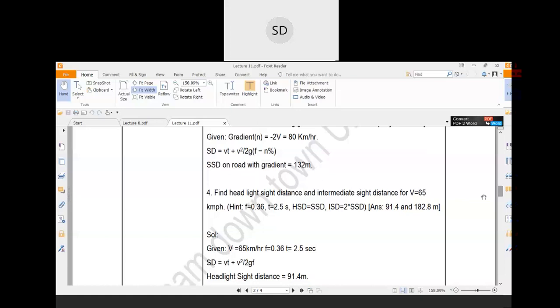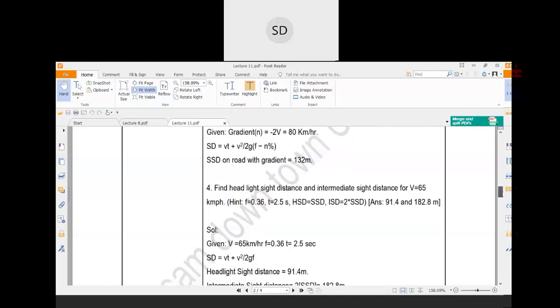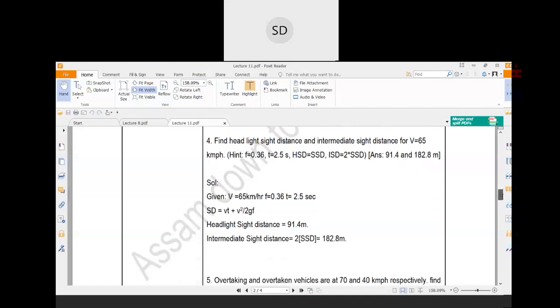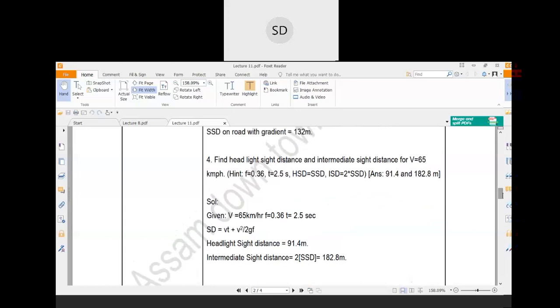So for the next problem, first you have to find your stopping sight distance. Whatever stopping sight distance you get would be equal to your headlight sight distance, and if you multiply this by 2, it would be your intermediate sight distance. So up to this it is clear now?